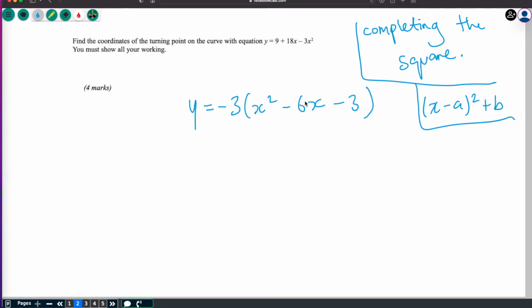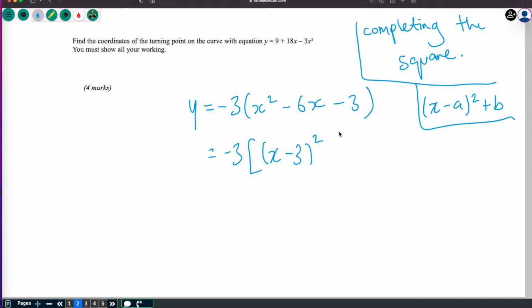How do we do this? We take half the coefficient of x. What's half of negative 6? And also include the sign, so it's half of negative 6, not just 6. And I'll draw some big brackets. X take 3, that's half of negative 6, and that goes in the brackets, and that's all squared.